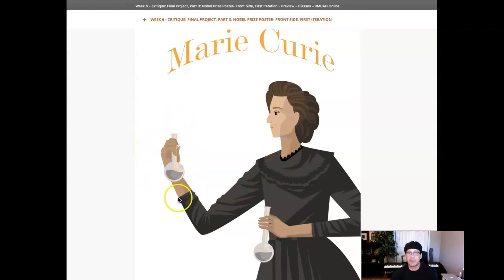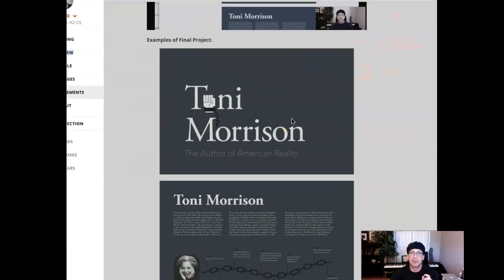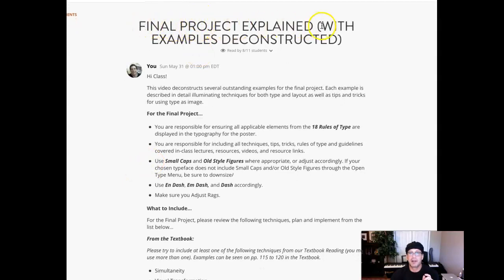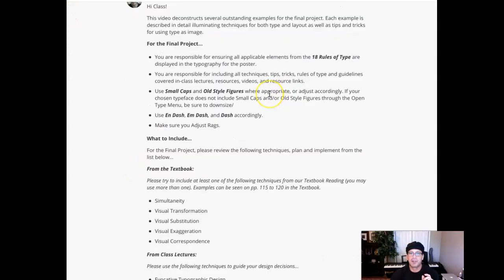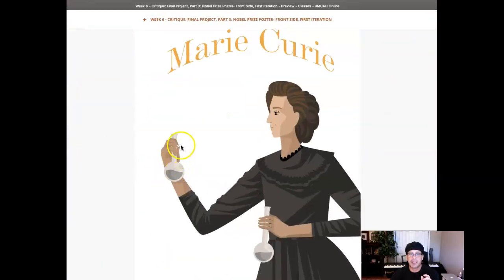All right, let me show you where I'm going with this. If I jump over to the course announcements, and you definitely want to take a look at this announcement, "Final Project Explained with Examples Deconstructed." So let's take a look at this. Now, I was talking about the concept, right? So let's say you want your concept to be the test tube.